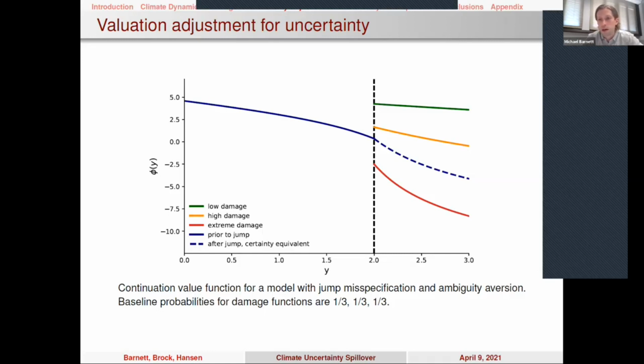And then this concern about uncertainty related to the damage function is going to alter and distort where the solid blue line and the certainty equivalent after the jump are meeting up. So in this specific example, where we put equal weights on the different damage functions, uncertainty is leading the planner to have a certainty equivalent expectation that's below the high damage function result, not yet at the extreme damage function result. Again, this highlights that these are endogenous determinations that aren't simply pushing all the weight towards worst-case outcomes, but optimally taking into account what we think matters.